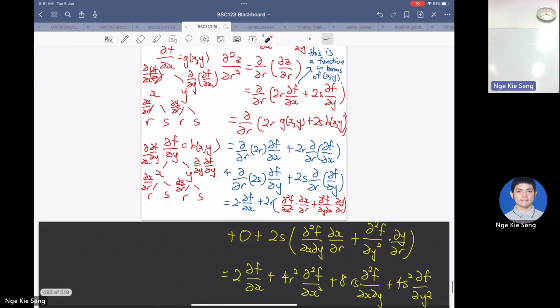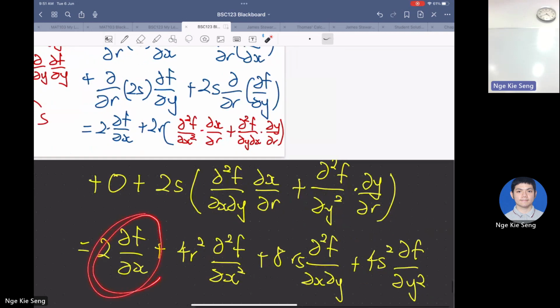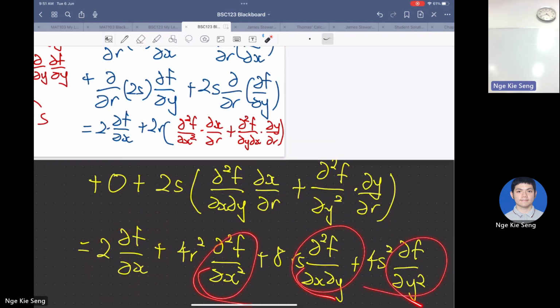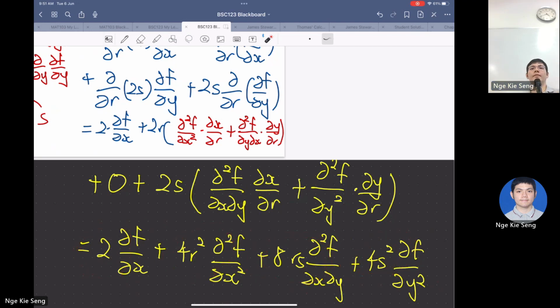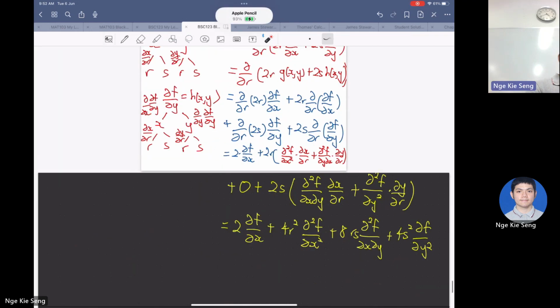So what you can see here is the second derivative of our function depends on the first derivative and the second derivative of the function. Okay, and then some contribution from your reparametrization. Okay, so this is the example. Any more questions? Ask questions, because I don't know where you are confused. So please ask.